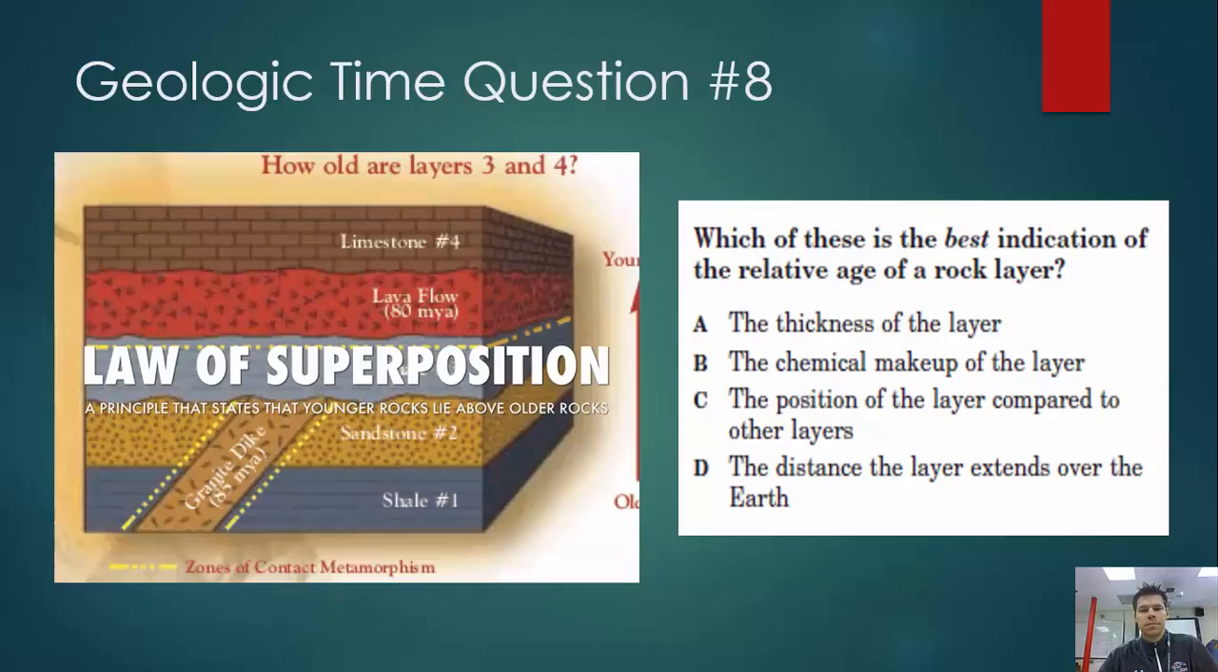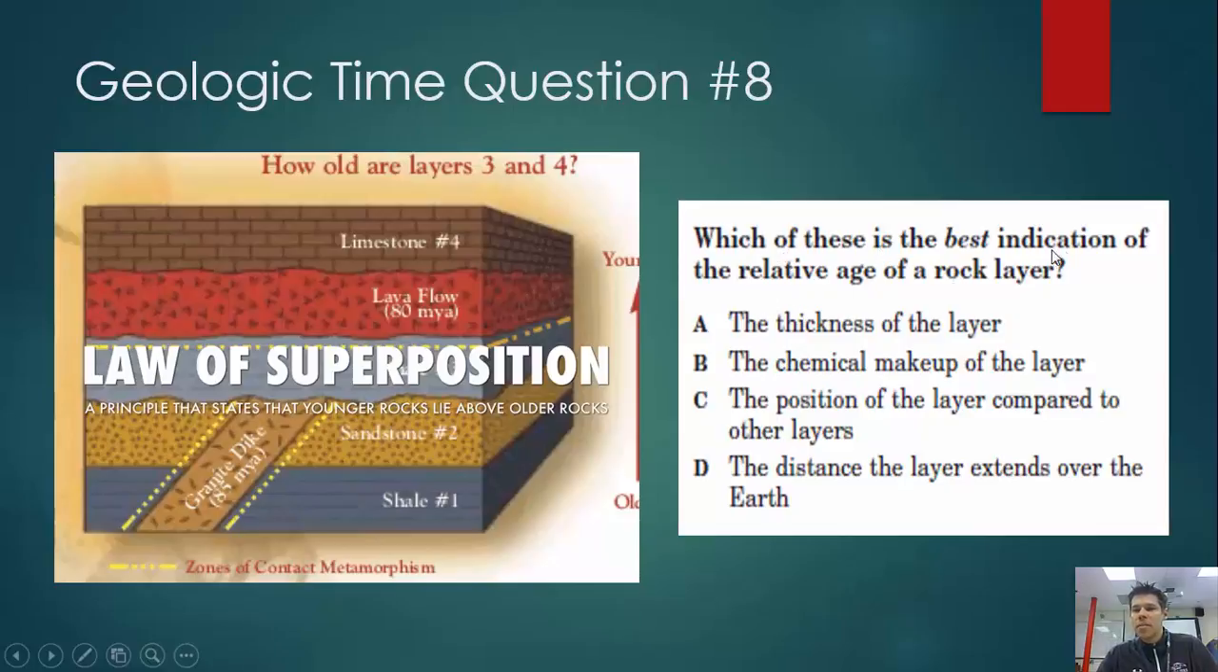Which of these is the best indication of the relative age of a rock layer? There's a big law of geology called the law of superposition, and it's a principle that's really simple. It states that the younger rocks lie above the older rocks. And if you think about this, it's very much common sense. You can't have this layer of rock on top of this layer of rock unless this layer of rock was already there. So it's very simple, but it always holds true. It is a law, it's not a theory.